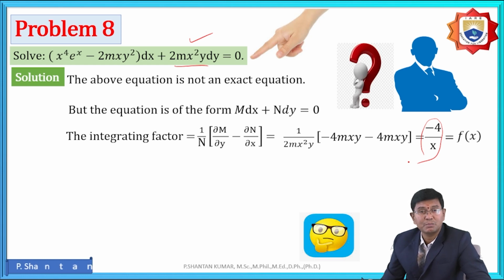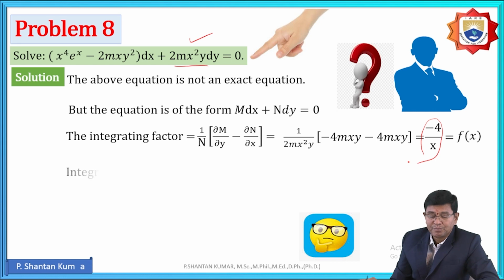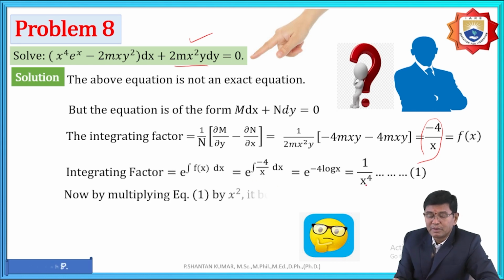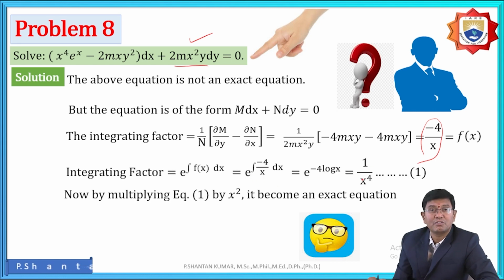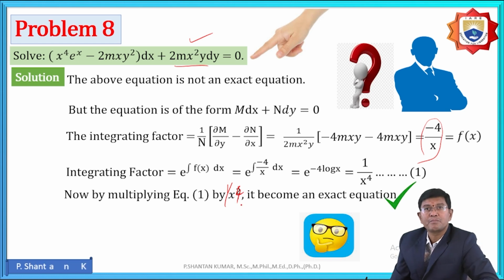The integrating factor is e power of integration f of x. That is nothing but e power of minus 4 by x, that is nothing but e power of 1 by x power 4, which is the integrating factor. This can be multiplied with the given equation by 1 by x power 4, and it may become an exact differential equation.